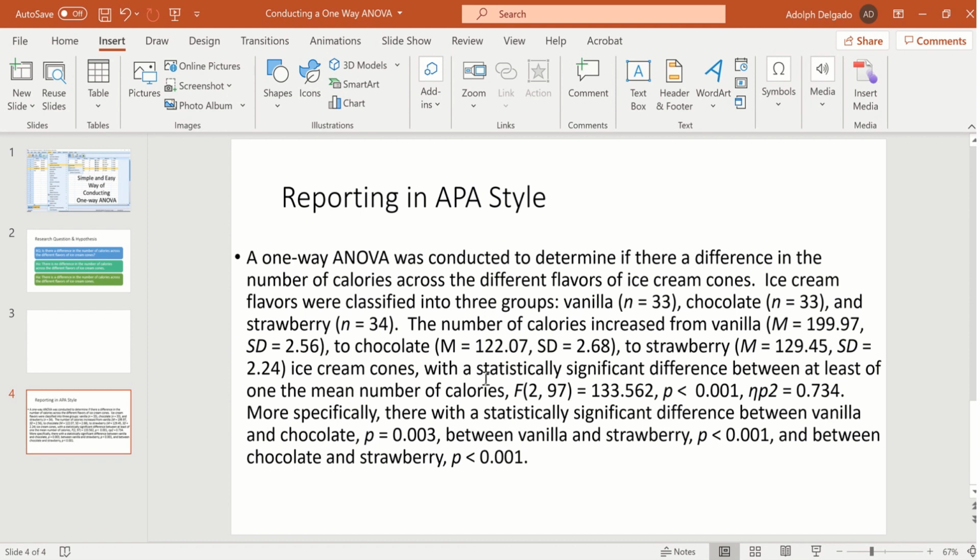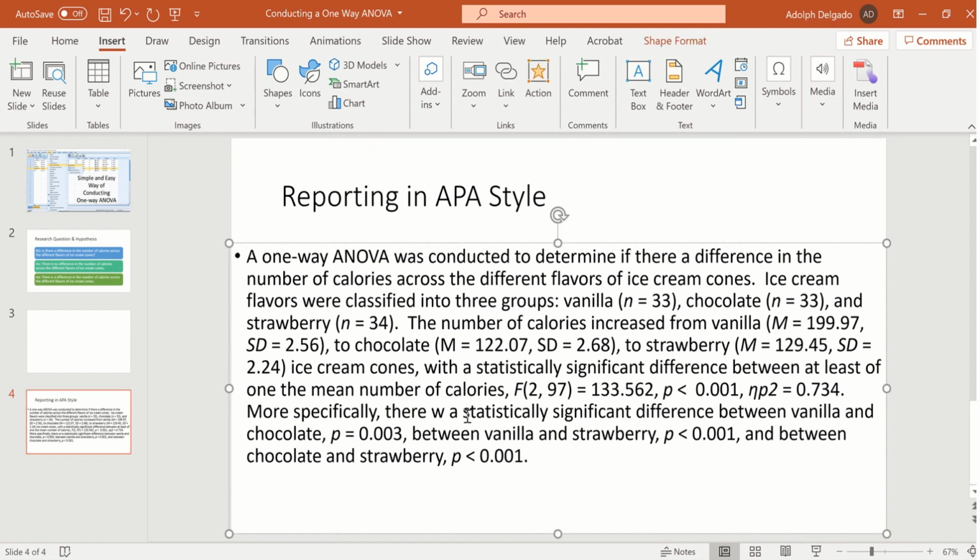And then you remind them that the values were statistically significant with a difference between at least one of the mean numbers of calories, and you report your F statistic. So again, you're letting them know that there's a difference somewhere based on this test. More specifically, there was a statistically significant difference between vanilla and chocolate, between vanilla and strawberry, and between chocolate and strawberry.